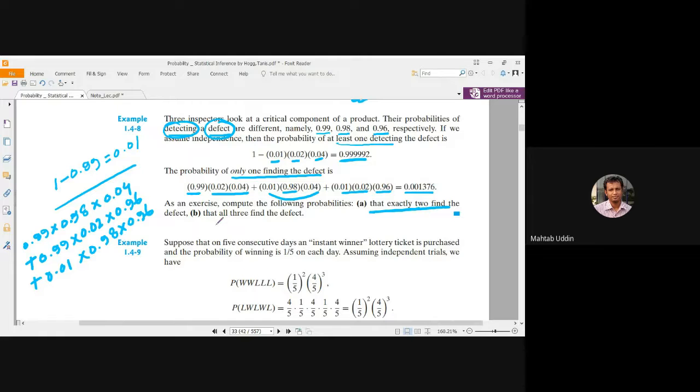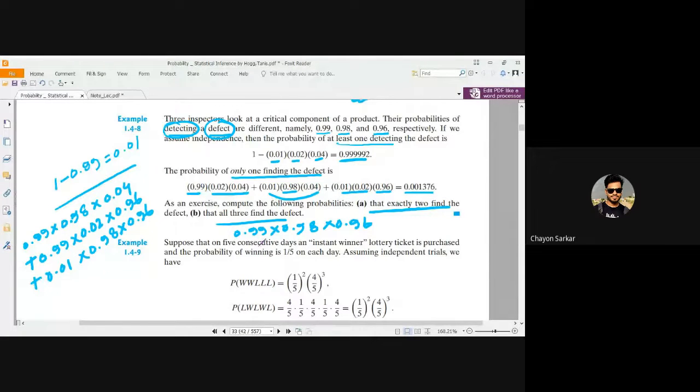Similarly, if all find the defect, that is all are successful, just take the product of all of them: 0.99 into 0.98 into 0.96, all are successful. Okay, do you understand? Yes, sir. We will quantify it, but you have to do it at home.